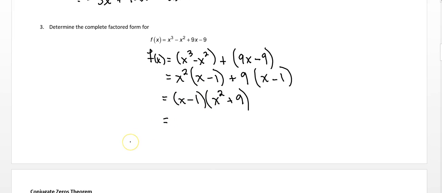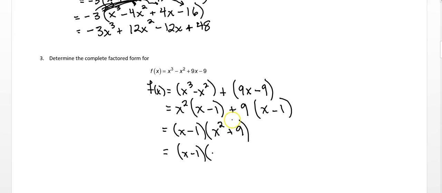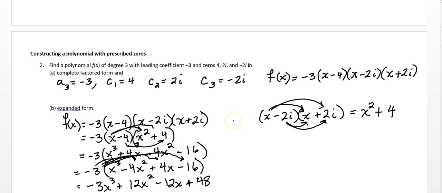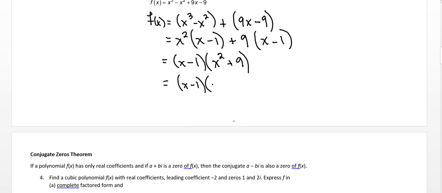And now, since we can factor over complex numbers, the x squared plus 9 will factor. It's similar to the x squared plus 4 above. This factors into x minus 3i times x plus 3i. And so we have the complete factored form of this function.